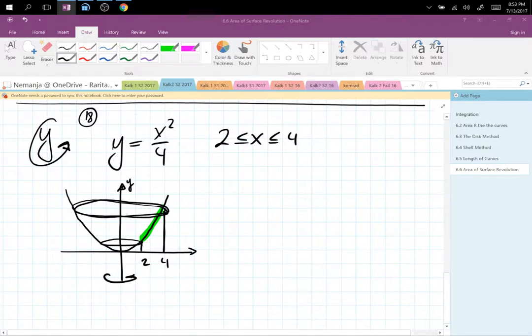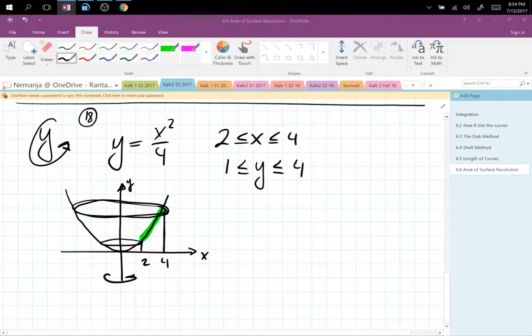So, you know, without the picture, you shouldn't be able to figure stuff out in terms of limits and what goes where. Because rotation on y triggers dy, and that triggers our limits c and d in terms of y. The numbers that you have over there are 2 and 4. They're x numbers. So you have to plug those numbers into an equation to come up with the y values. So for 2, 2 squared is 4, 4 over 4, so that's 1, less than y, less than 4 squared is 16, over 4, it's 4.